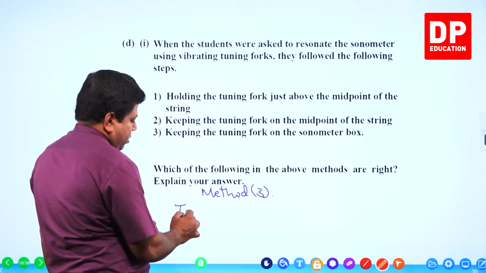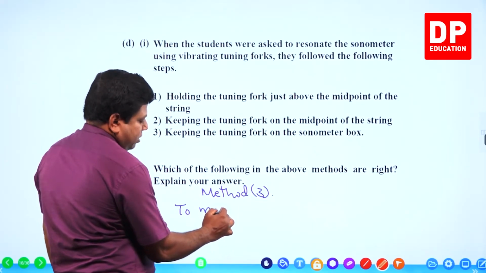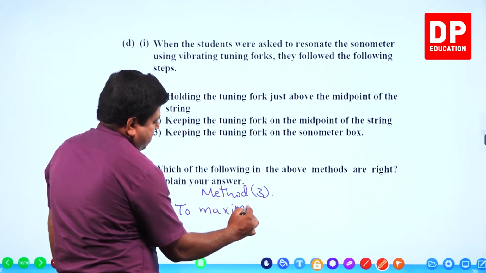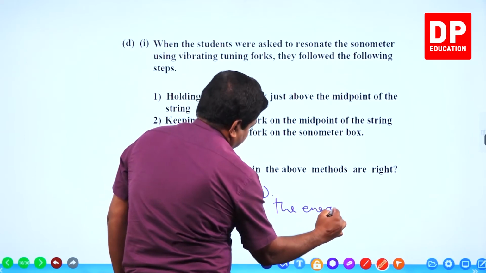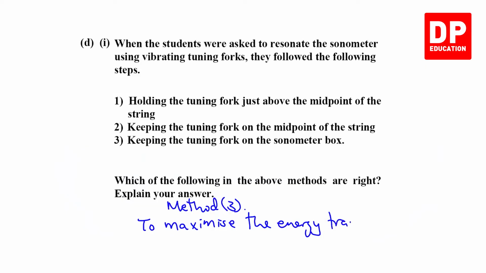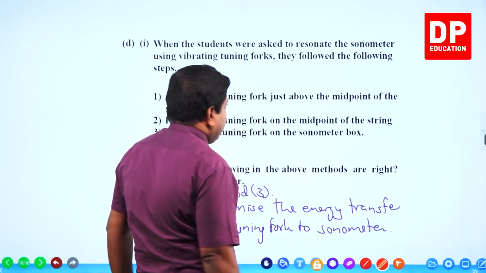Why? To maximize the energy transfer from tuning fork to sonometer. Next one.